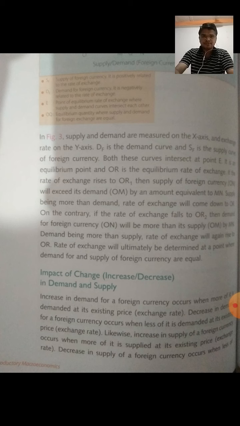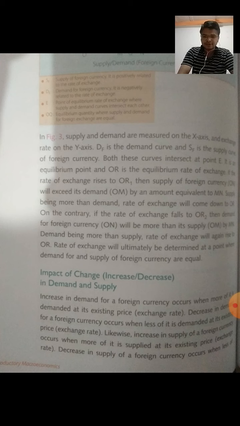Okay, in flexible exchange rate, we have seen how it is determined. It is determined on the basis of demand and supply forces. So today, beta, we will discuss the impact of change in demand and supply. What will be the impact of demand and supply on the equilibrium rate of exchange? Clear?